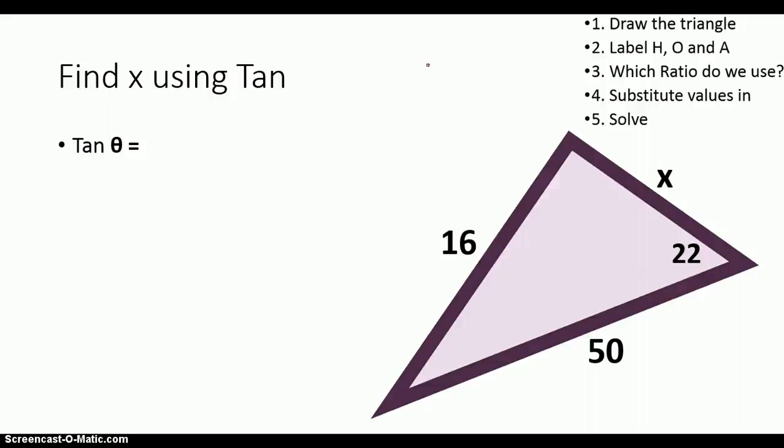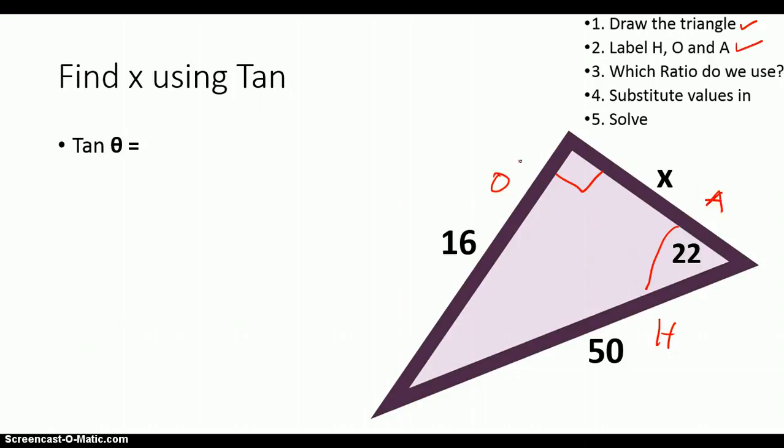Alright, now that you've given it a shot, let's try this question out. So draw the triangle, completed. Label H, O, and A. So this is going to be the 90-degree angle. This will be our H value. This is our reference angle, which means this is the opposite, and this is the adjacent.